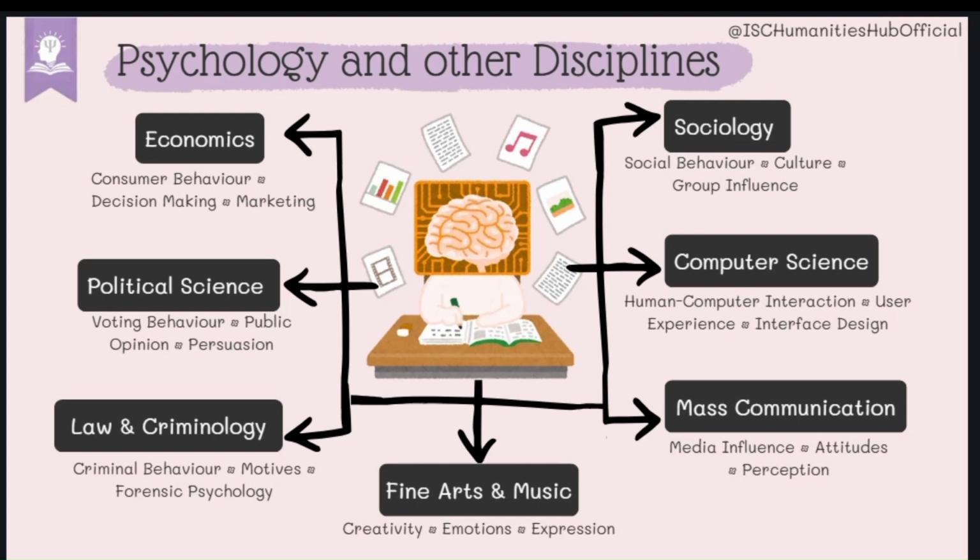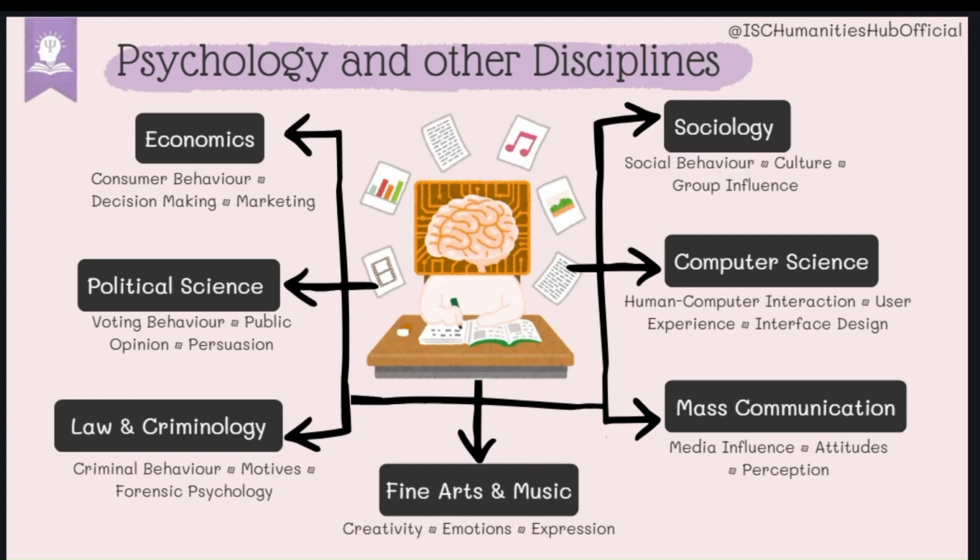First of all is economics, understanding consumer behavior. Psychology helps economists understand how consumers make purchasing decisions, which are influenced by factors such as emotions, biases, social influences. For example, in a marketing campaign, psychological principles such as scarcity or social proof are used to drive consumer interest and increase sales. So if you're an economics student, you would actually relate to it more.